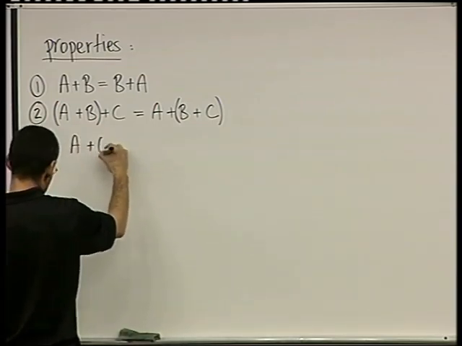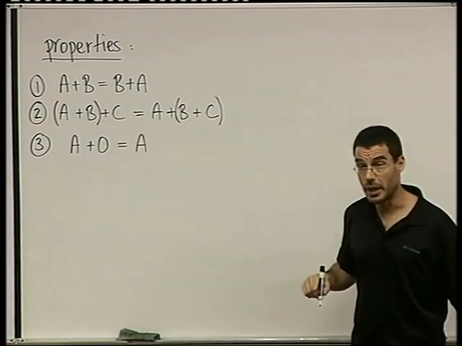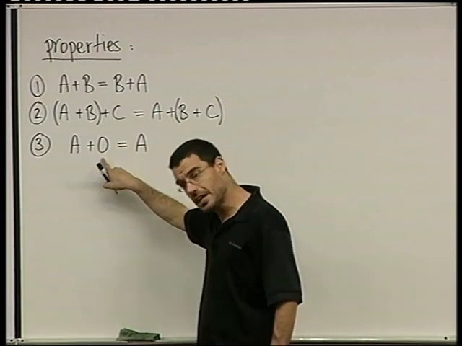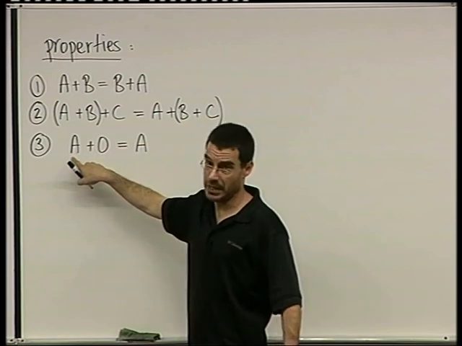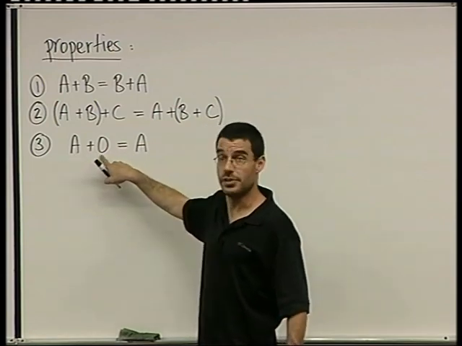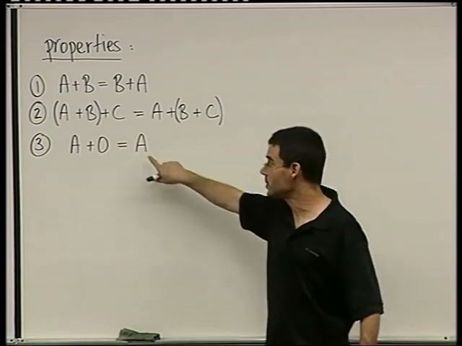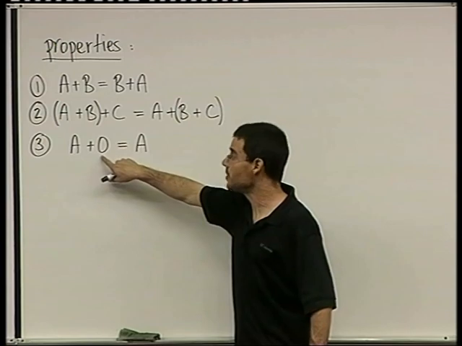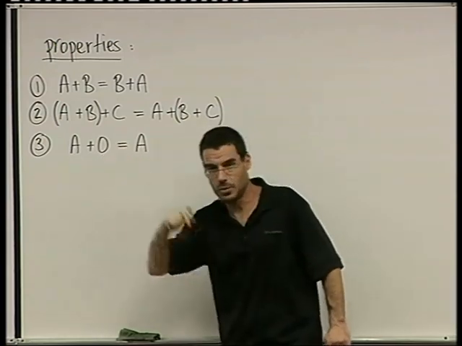A plus 0 equals A. What is 0 here? Right, 0 is the 0 matrix, the matrix in which all the entries are 0. So if you take A, any matrix, add the 0 matrix, meaning you're adding 0 to all the elements, you'll just get A back, right? So 0 is in fact the additive identity for addition of matrices.